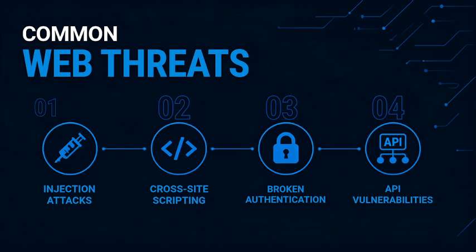So, what kind of threats can affect a website or web application? There are many common web threats, including SQL injection, cross-site scripting, broken authentication, and API vulnerabilities. If these vulnerabilities are not properly handled, attackers may be able to access sensitive information or perform actions they are not supposed to do.